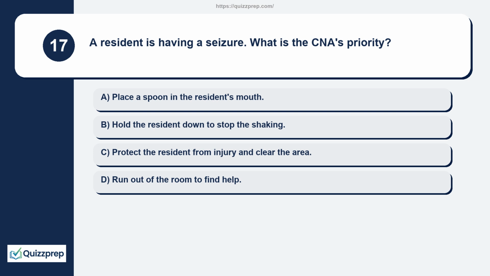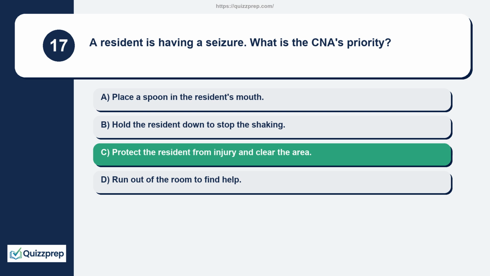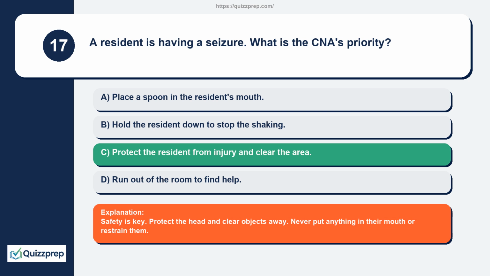Question 17. A resident is having a seizure. What is the CNA's priority? Place a spoon in the resident's mouth. Hold the resident down to stop the shaking. Protect the resident from injury and clear the area. Run out of the room to find help. Safety is key. Protect the head and clear objects away. Never put anything in their mouth or restrain them.